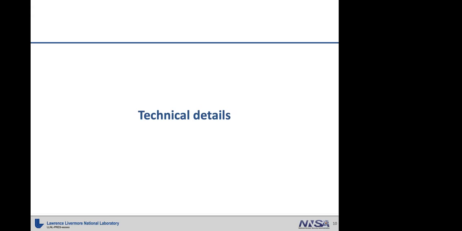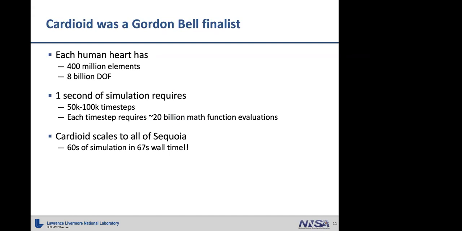It's really cool. So Cardioid was a Gordon Bell finalist for supercomputing. Every heart has roughly 400 million elements and 8 billion degrees of freedom in simulation. 1 second of simulation typically requires anywhere from 50 to 100K time steps, and each time step requires about 2 billion math function evaluations. Despite all these constraints, before I came to the lab, they got Cardioid to scale to all of the supercomputer Sequoia in almost real time. Being able to do all those computations in real time is a massive, incredible feat.